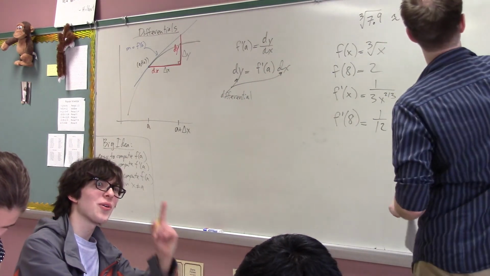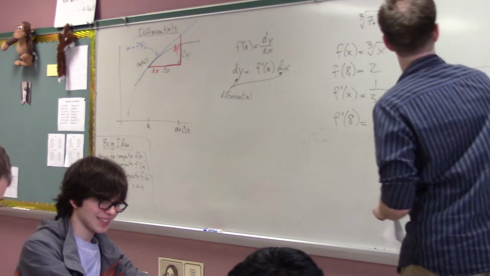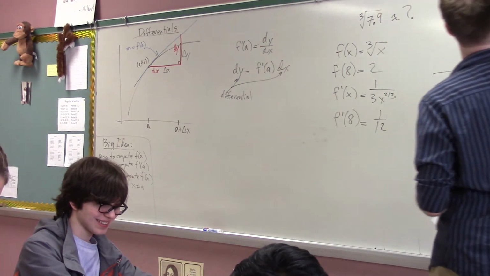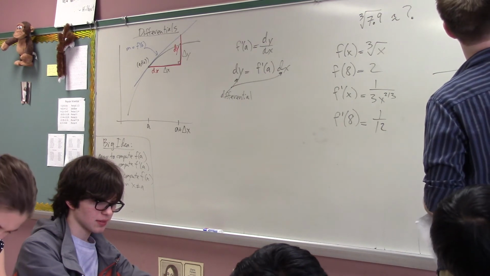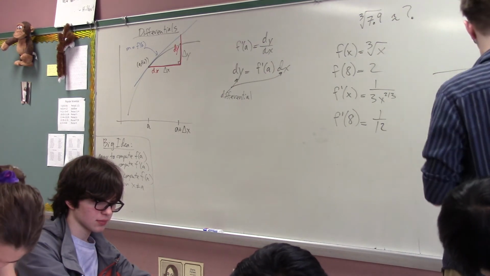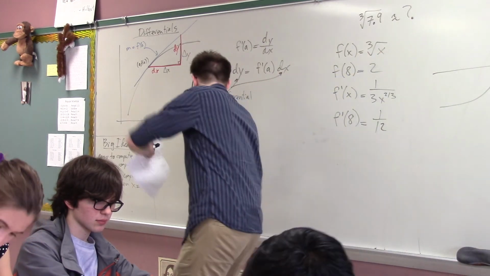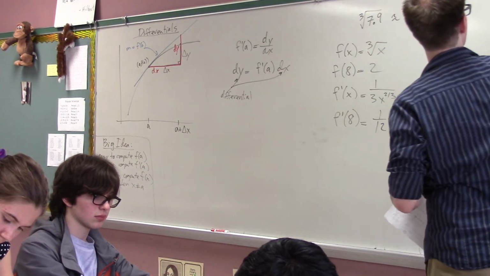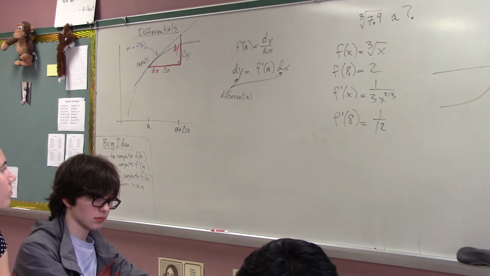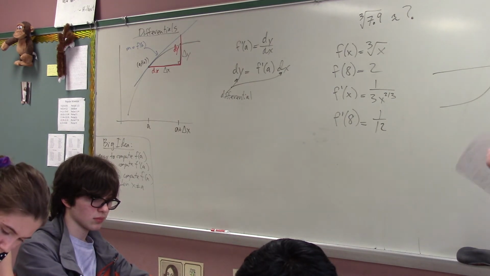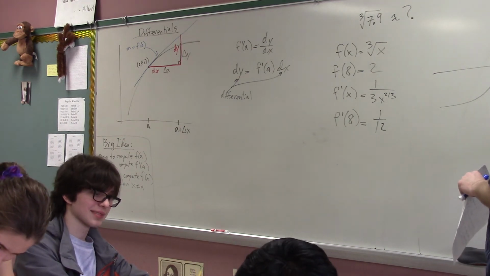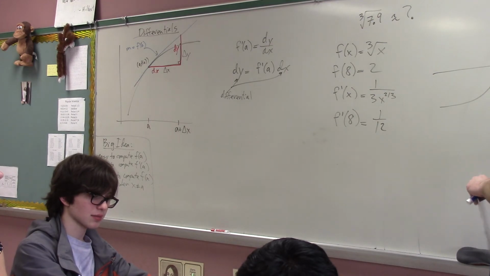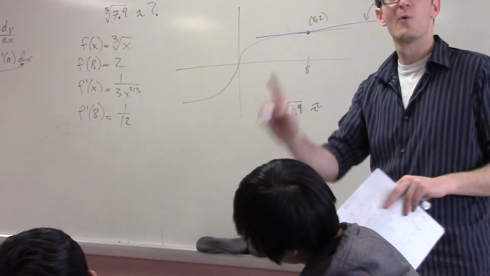Okay, and so the situation is, here's my, well, that's not to scale, this is all terrible. This is 8, and when I plug in 8 I get 2, so this is the point (8, 2). And I'm drawing the tangent line to this function, and this tangent line has slope 1/12. Follow? Okay, and what is then the cube root of 7.9? What is it equal to approximately?